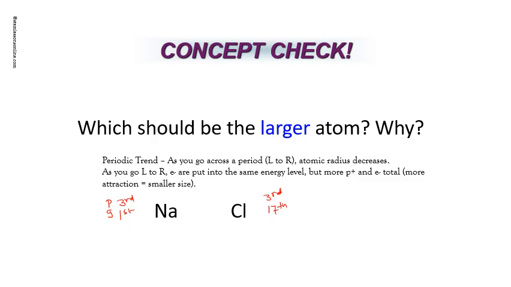For chlorine, I have 17 protons, and for sodium, I have 11 protons. And what I will think next is, since it is in the same period, I have to think about the nuclear charge. The nuclear charge is more for chlorine. So what happens? The attraction between the nucleus and the outer electron will be higher in this case, so the size is going to be smaller in this case. And they're asking us for the larger atom, so sodium will be the larger atom.